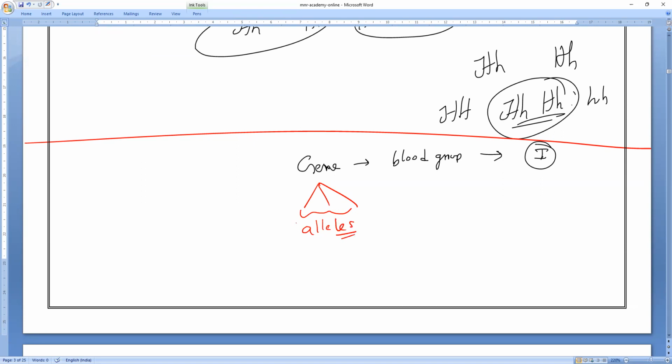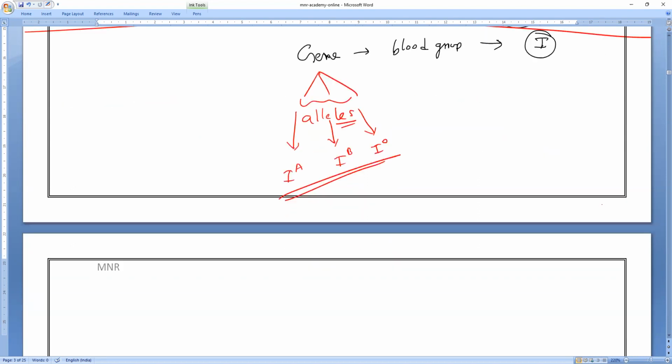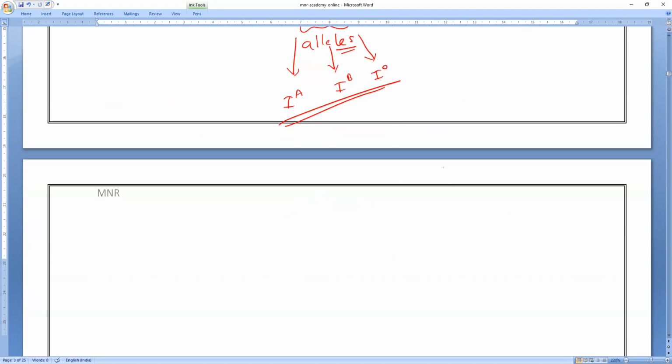So what do alleles mean? First allele is I power A. Second allele is I power B. Third allele is I power O. So these are the 3 possible alleles for the genotype of a blood group.